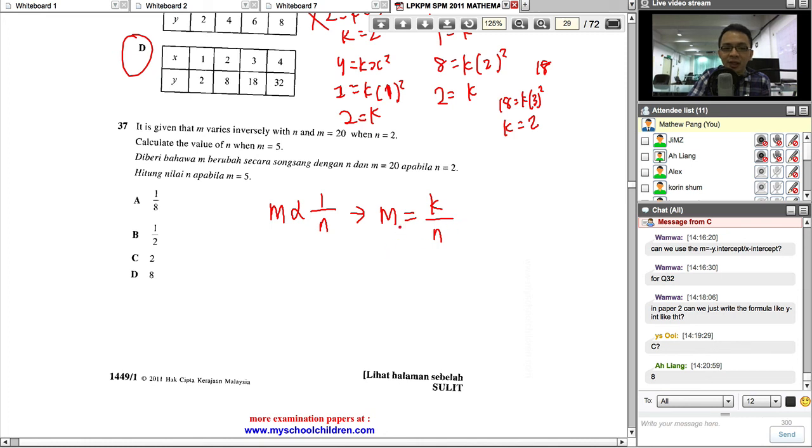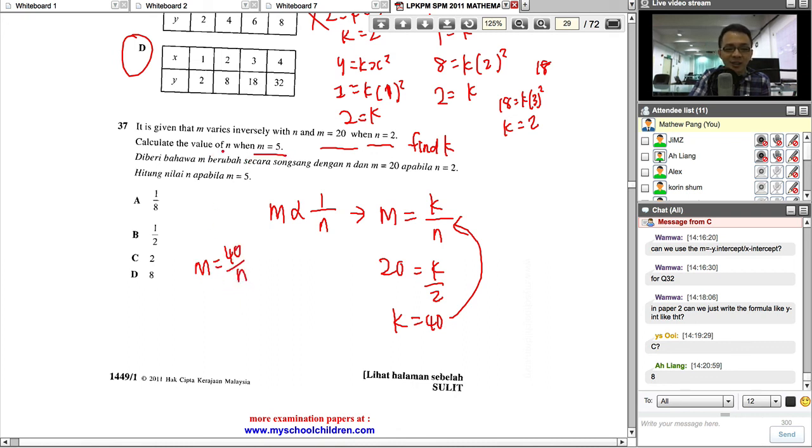Alright, so he gives you m and n values for you to find k. So when m equals to 20, n equals to 2, my k will equal to 40. Then I substitute my k back to here, I will get m equals to 40 over n. Then he says when m equals to 5, what is the value for n? So I'm going to put a 5 here, 40 over n. So n will equal to 40 over 5, which is 8. Answer is D. Alright, simple.